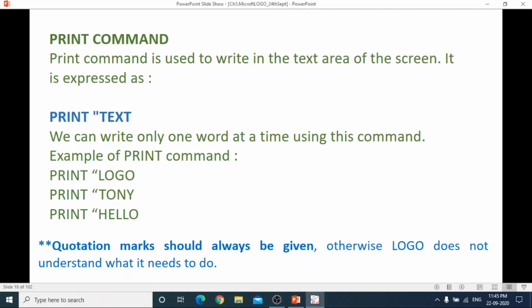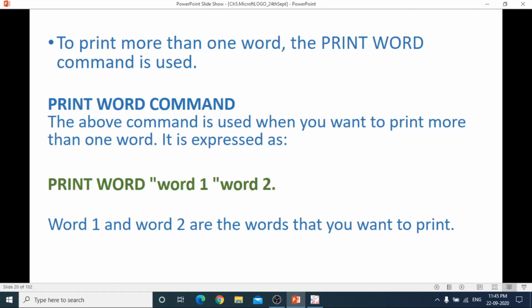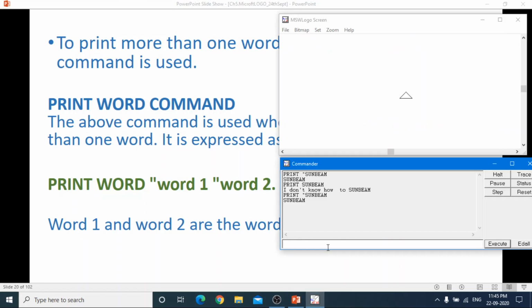Now again, this is for a single word. Now if you want to print more than one word, then you have to write print word. Sorry, you have to write PRINT, print word. For what? To print more than one word. For one word, simply print. To print more than one word, print word.